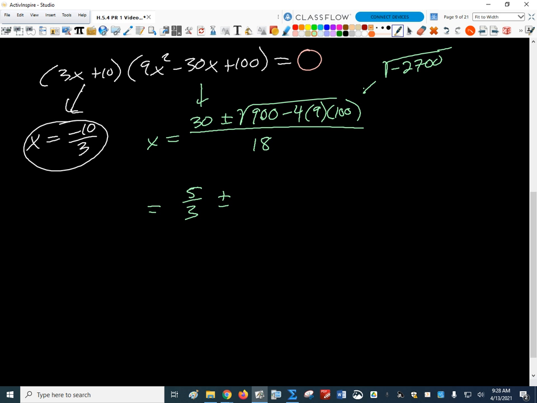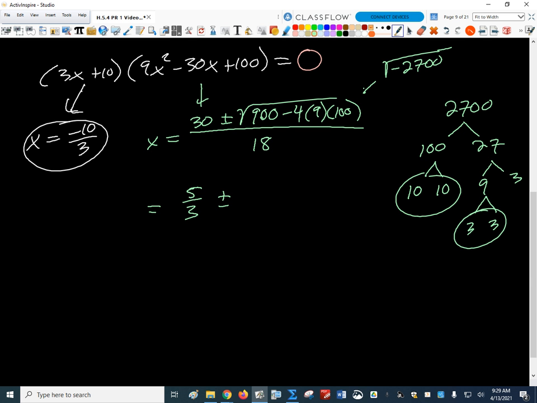Everybody agree? So I could split up 2700 up into 100 times 27. That's going to give me a couple of 10s. And then here I've got a 9 and a 3, don't I? And then the 9's going to split up into a couple of 3's. And so I get 30 radical 3, right, times i, right?